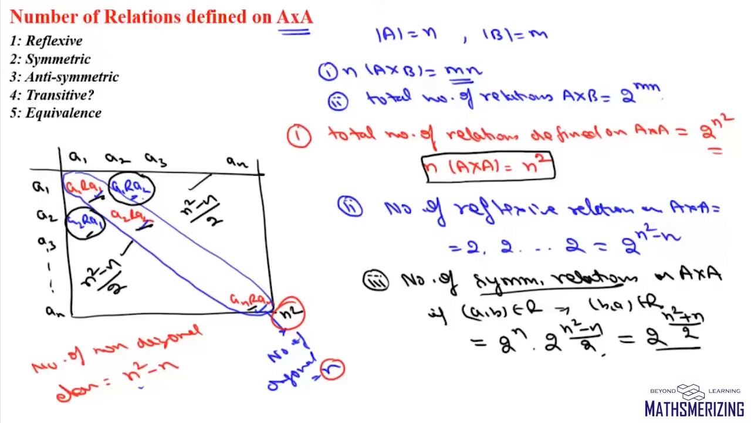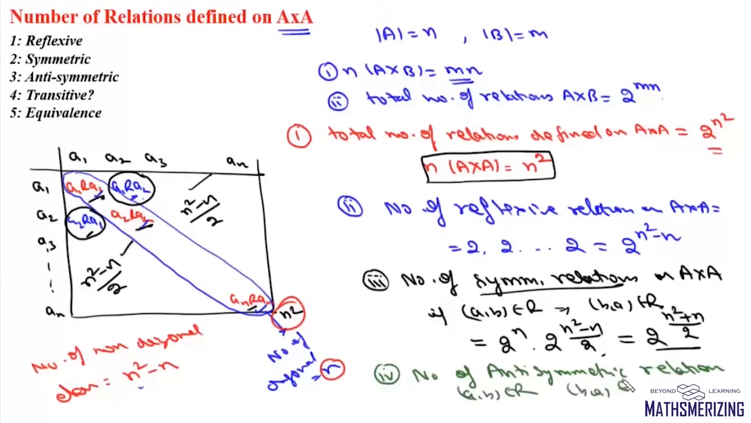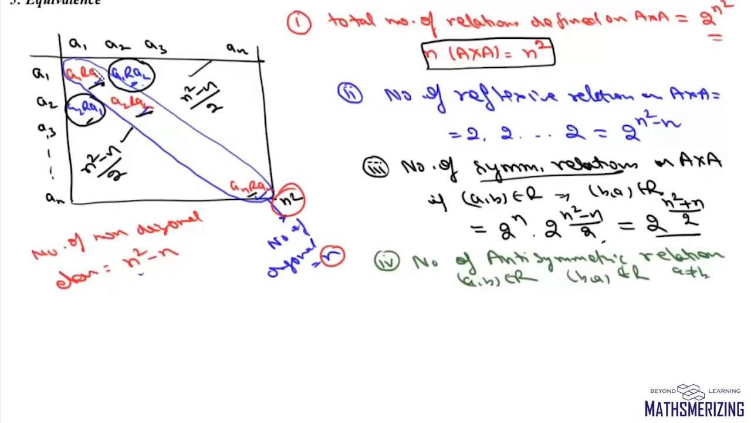Now the fourth one is number of anti-symmetric relations. A relation is anti-symmetric if A comma B is included in the relation, then B comma A is not included if A is unequal to B. Now for anti-symmetric relation, we again don't have a problem with these diagonal elements. So for each of these n diagonal elements, total number of ways in which we can select them is 2 to the power n. Now for these non-diagonal elements, we have n square minus n by 2 pairs. We are considering A2 A1 and A1 A2 as pairs.